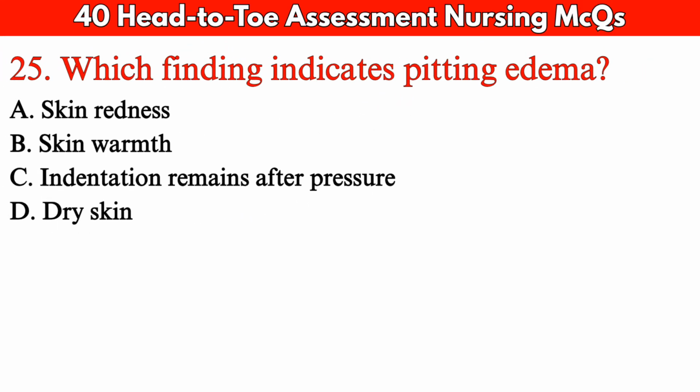Which finding indicates pitting edema? A. Skin redness, B. Skin warmth, C. Indentation remains after pressure, D. Dry skin. Correct answer is C. Indentation remains after pressure. Pitting edema is identified when pressure applied to swollen tissue leaves an indentation that persists after release. This occurs due to excess fluid in the interstitial spaces. Redness, warmth, and dry skin do not define pitting edema.